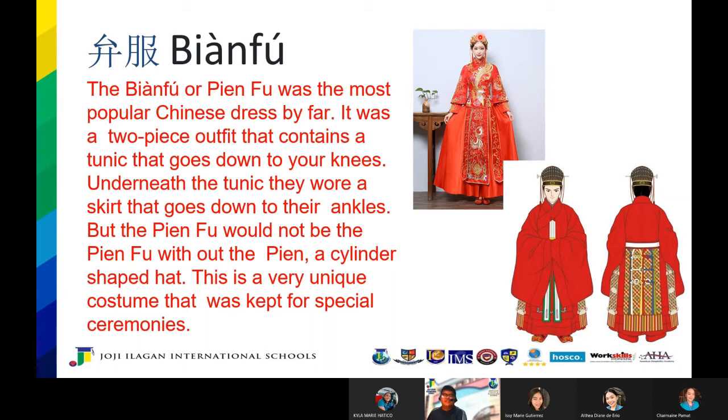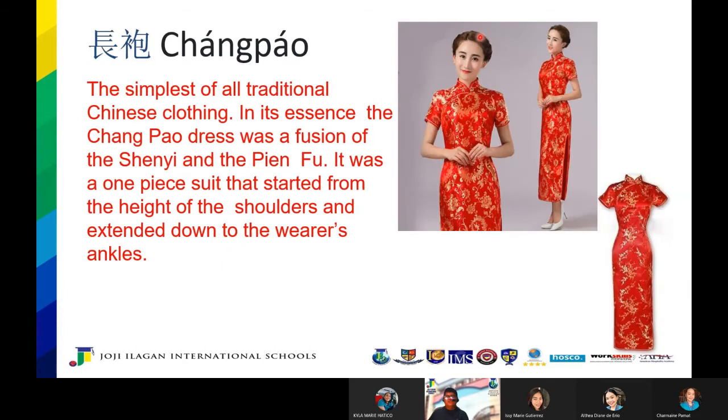Next, the second category of traditional Chinese clothing is what we call the Chang Pao. Please read. The Chang Pao, the simplest of the traditional Chinese clothing. In its essence, the Chang Pao dress was a fusion of the Shenyi and the Pianfu. It was a one-piece suit that started from the height of the shoulders and extended down to the wearer's ankles.